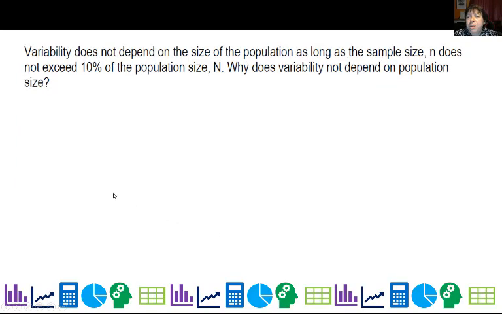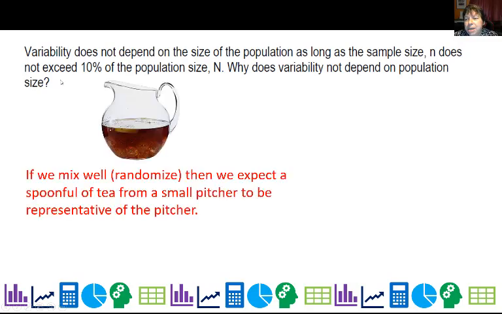So variability does not depend on the size of the population, as long as the sample size n does not exceed 10%. And I'll tell you why later on when we go over means. So why does variability not depend on population size? Well, imagine you had a pitcher of tea, all right? And we mix well to randomize, and we take a spoonful of tea to taste it. Do you know how the tea tastes? Yes, you do. You got a sample.